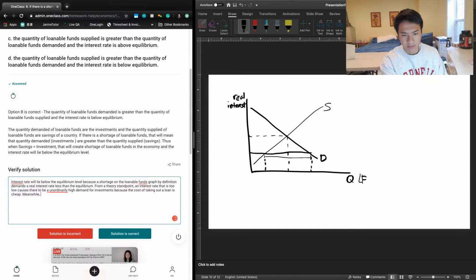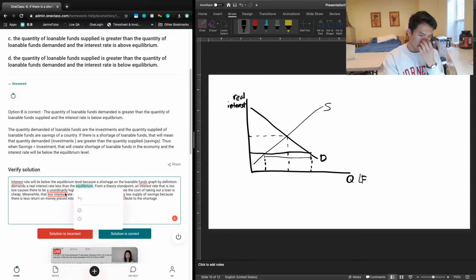Meanwhile, that low interest rate causes there to be an inefficiently low supply of savings because there is less return on money placed into savings. These two factors contribute to the shortage.